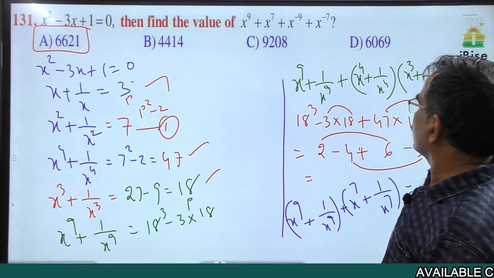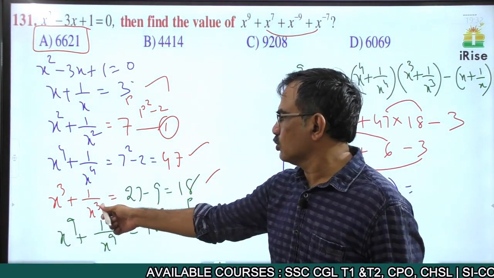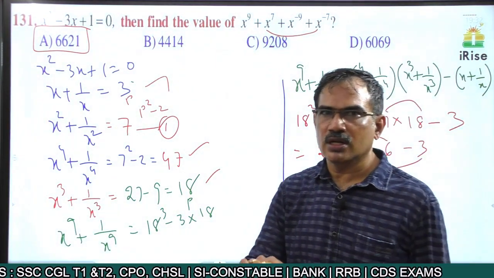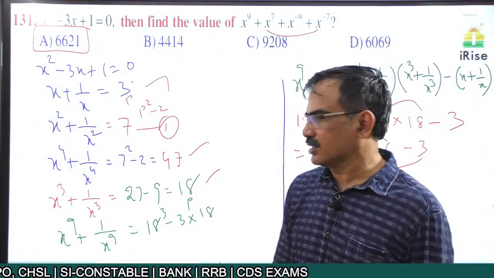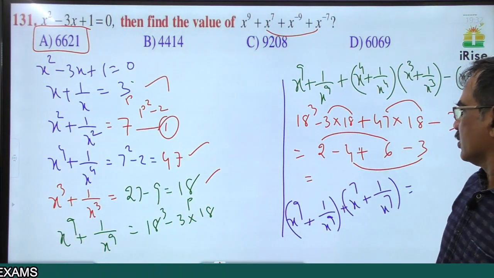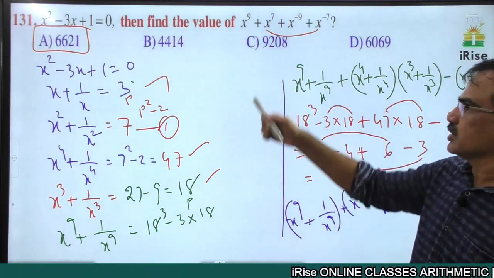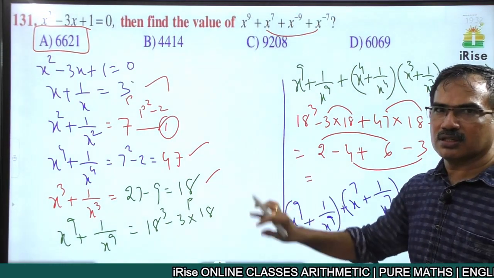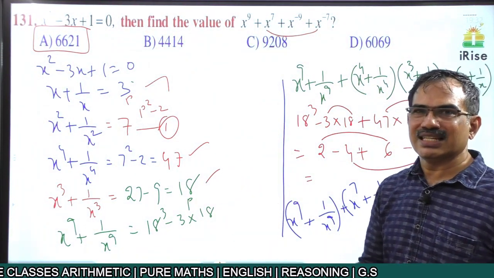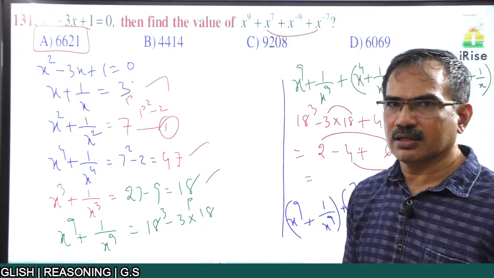To find x power 7 plus 1 by x power 7, we have to find x cube plus 1 by x cube multiplied by x power 4 plus 1 by x power 4 minus of x plus 1 by x. Okay, already this is solved in the previous question. So the units place is 1, so only one option is having 1. If two options are there, it is a difficult question. Then solving by using digital sum or any other method, we can get the answer. Okay, right, next question please.